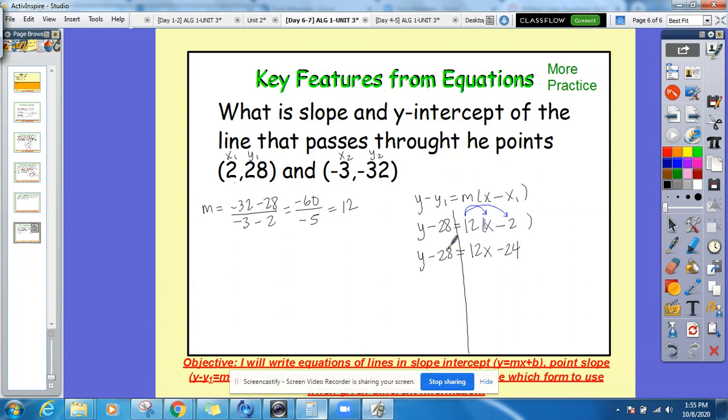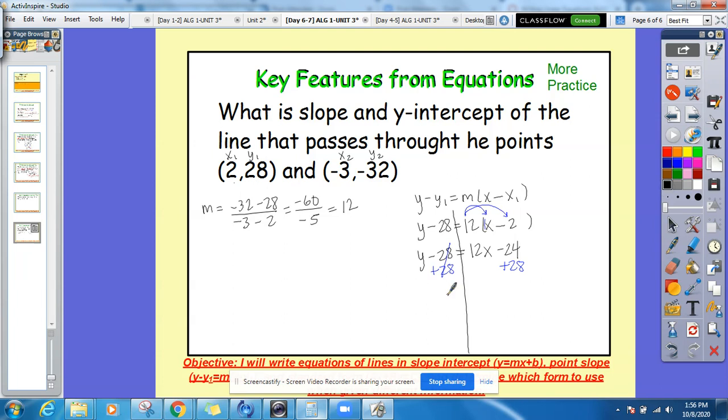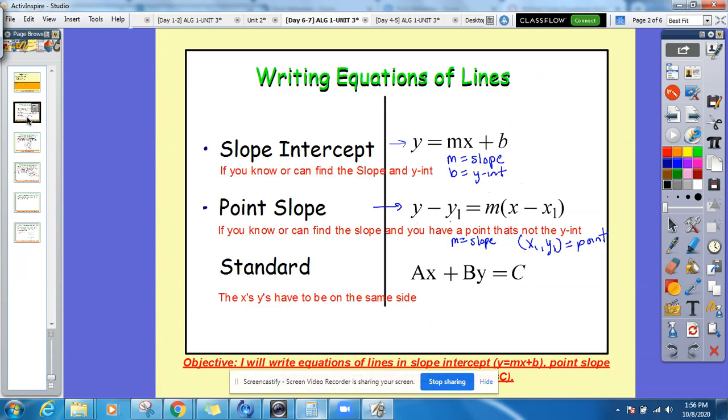And we want to keep solving this out. We want to get the y by itself and get this into slope-intercept form. So I can add 28 to both sides. Negative 24 plus 28 is 4. So we have y is equal to 12x plus 4. So this is our equation in slope-intercept form.